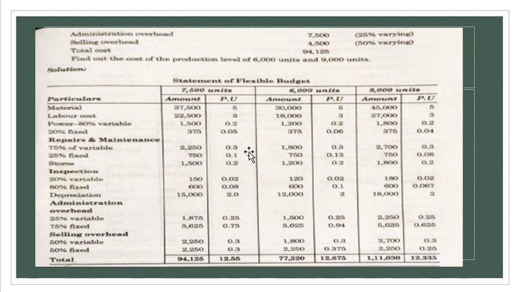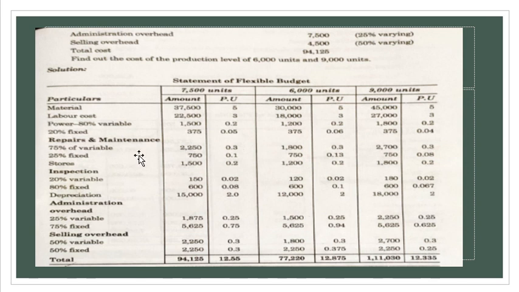So what will be the cost per unit? 2,250 divided by number of units, 7,500, will give us 0.3. So as it is variable expenses, cost per unit will be same for all the units. So 0.3 for 6,000 units, 0.3 for 9,000 units. So now 0.3 into 6,000 will give us 1,800. 0.3 into 9,000 will give us 2,700. So this is our variable expenses.